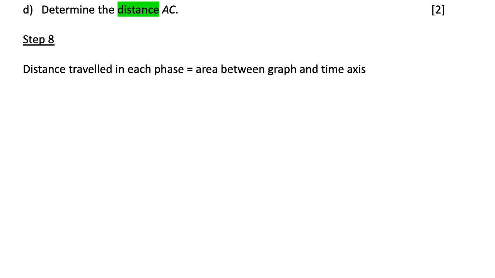So what you need to show an awareness of here, as far as the examiner is concerned, is this. And this is why this part of the question comes after the velocity time graph. The distance travelled in each phase of the motion is the area between the graph and the time axis. So the examiner wants us to use our graph to calculate the answer to part D of the question. He or she hasn't said that and won't say that, and it's for you to know that. So let me put the graph back up again.